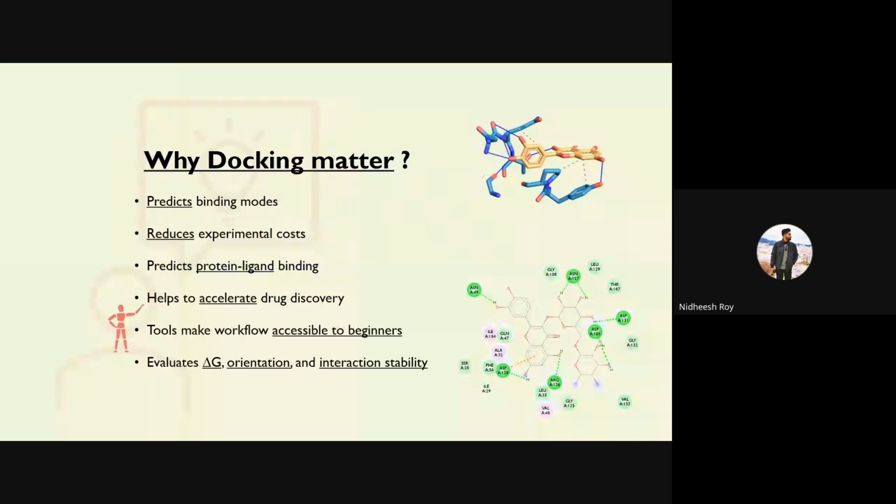Many platforms now automate complex steps such as binding site detection and scoring, allowing students and early career researchers to focus on interpretation rather than software complexity. Finally, docking allows us to evaluate key parameters such as binding free energy, ligand orientation, and interaction stability. While these values are approximations, they provide a rational basis for comparing compounds and forming testable hypotheses. To summarize the information on the slide, docking is not a replacement for experiments, but it is a powerful decision support tool that guides experiments in a more informed and cost-effective direction.